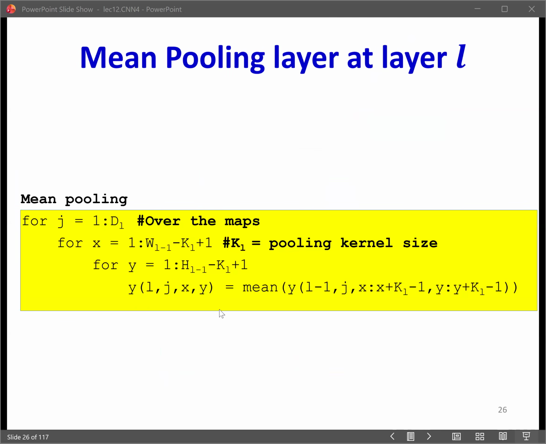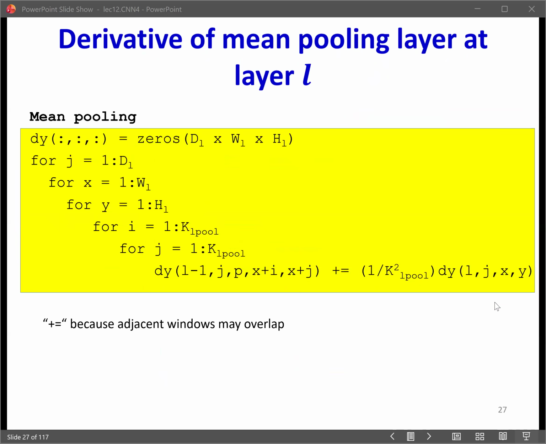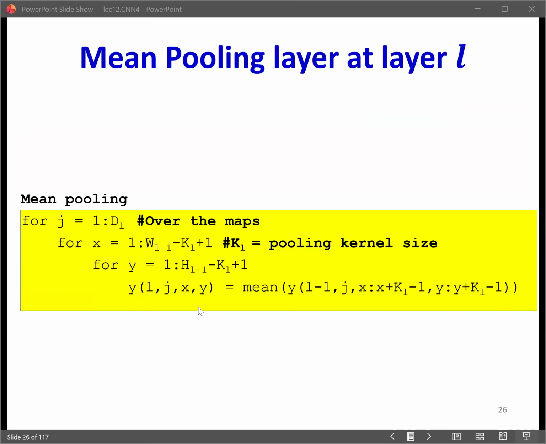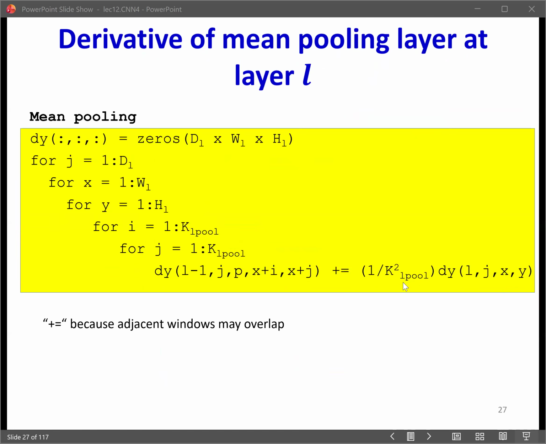Going forward, you pick the mean value within each window. Going backwards, you already have the derivative out here. That gets copied after being weighted by 1/k squared over all of those positions. And again, this plus equals accounts for the fact that adjacent windows might overlap.